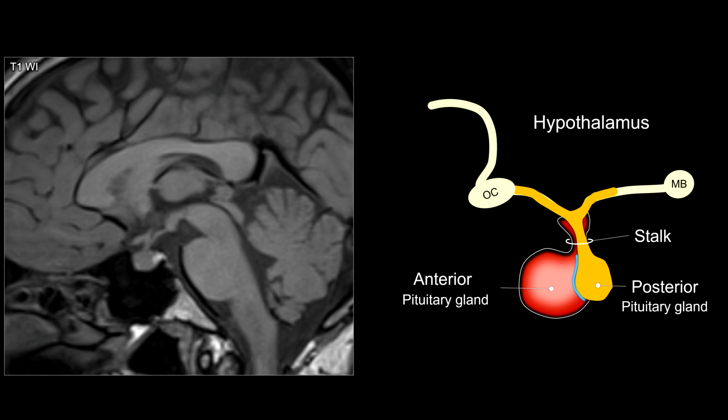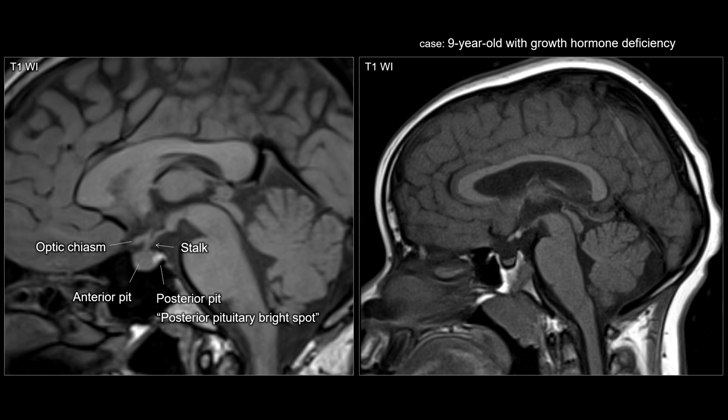And on MRI, the T1 weighted sequence, the anterior pituitary gland clearly looks different than the posterior pituitary gland. And on T1 weighted image, the neurohypophysis, the posterior pituitary gland, is literally referred to as the posterior T1 pituitary bright spot. Here you can also see the infundibular stalk quite well, and anterior to that you have the optic chiasm.